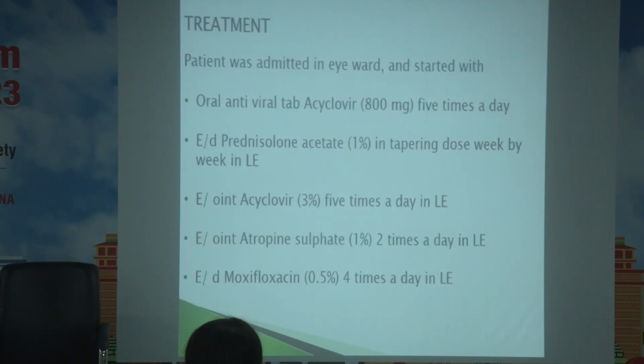The patient was started on an oral antiviral tablet of acyclovir 800 mg 5 times a day. Eye drop prednisolone acetate 1% in a tapering dose week by week in the left eye. Eye ointment acyclovir 3% 5 times a day in the left eye. And eye ointment atropine sulfate 1% 3 times a day in the left eye. And eye drop moxifloxacin 0.5% 4 times a day in the left eye.